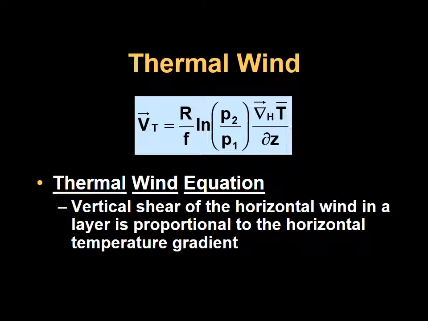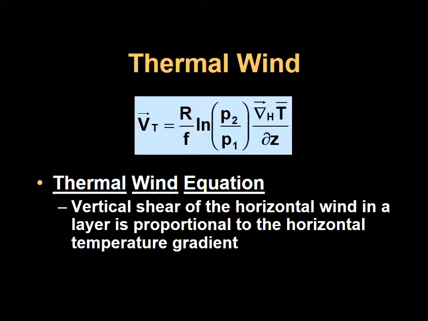It shows on the left-hand side the thermal wind, and on the right-hand side of the equation a lot of things that include the pressure at two different pressure levels. Also the ∇T/dz, the temperature gradient in a layer, where dz is that layer. And then a couple of other variables, R being the gas constant and f being the Earth's vorticity or the Coriolis parameter.